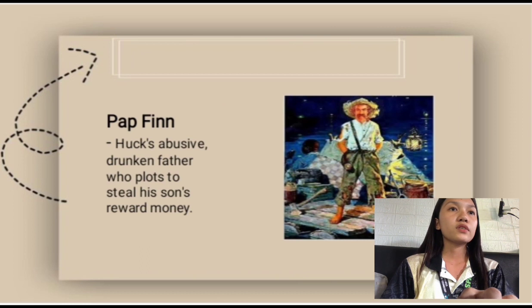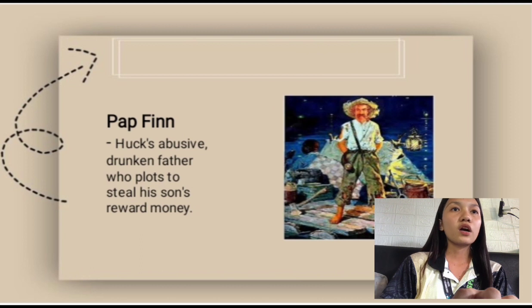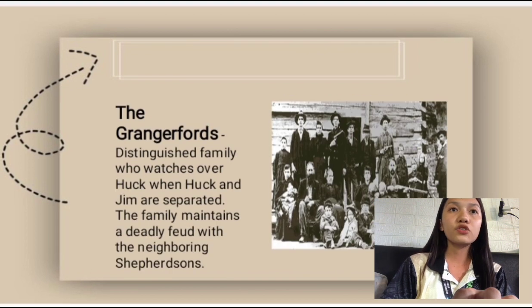Another character of this story is Pap. Pap is Huck's abusive, drunken father who plots to steal his son's reward money. The next characters are the Grangerfords. These are the distinguished family who watches over Huck when Huck and Jim are separated. The family maintains a deadly feud with the neighboring Shepherdson family.